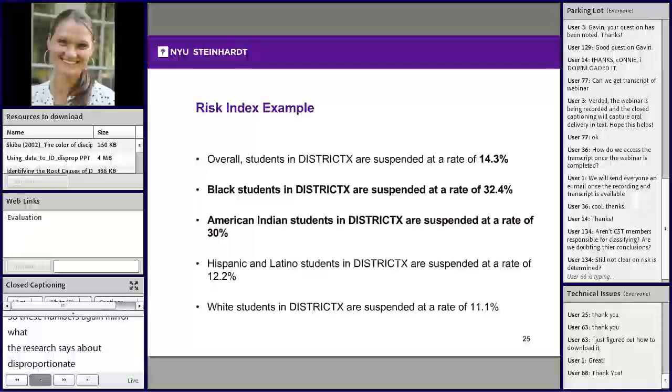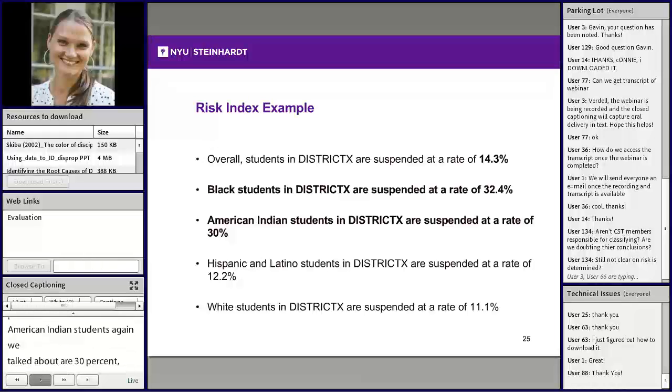Okay, so this is just a summary slide again of the risk index. In this fictional district, the district rate of suspension is 14.3%, but we see that Black students are suspended at a rate of 32.4%. American Indian students, again, we talked about, are 30%, and you compare that to the district rate, which is 14.3%. And you can start to, again, understand the disparity.